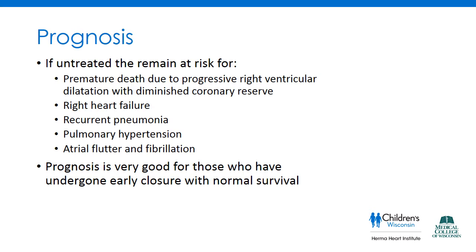The prognosis, if untreated, like I said, they can go long-term into adulthood. There's been evidence of premature death due to progressive right ventricular dilation and right heart failure. They can have recurrent pneumonias, pulmonary hypertension, and arrhythmias such as atrial flutter and atrial fibrillation. The prognosis, though, is excellent for those who have undergone surgical closure or device closure, with normal survival.